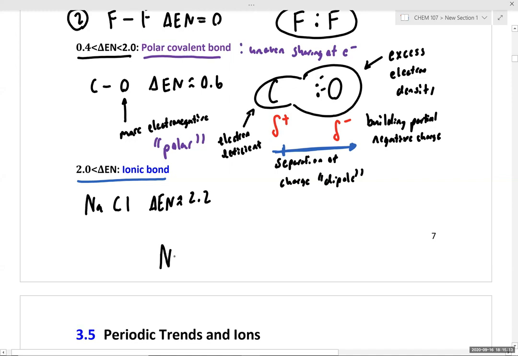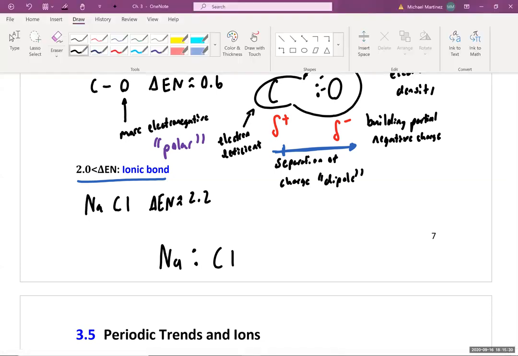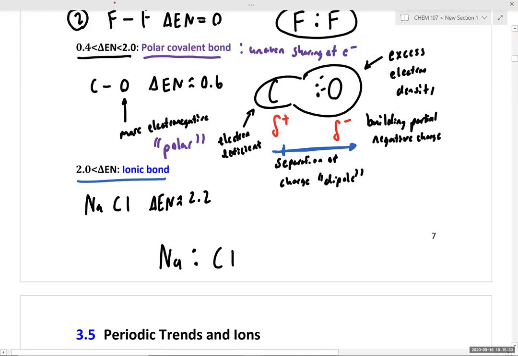Now, why is that? Well, sodium is very weak and doesn't really want to hold its electrons that much. It has a very low electronegativity. Chlorine, on the other hand, really wants electron density. So chlorine is so overwhelmingly electronegative that rather than a sharing of electrons, chlorine, quote unquote, steals the electrons from sodium.